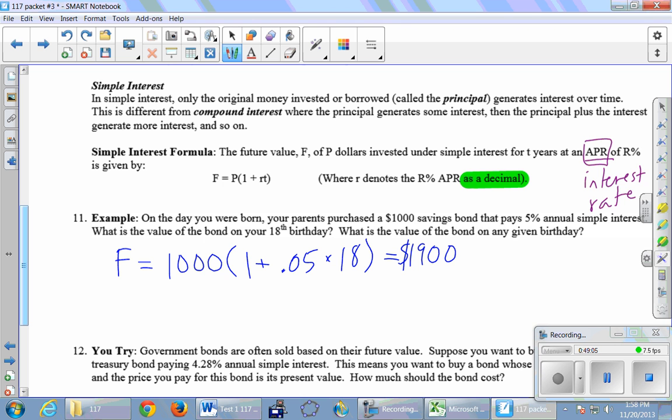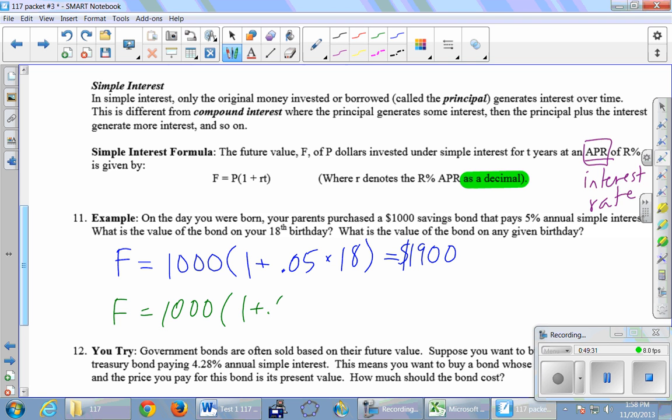All right, then the next question says, what's the value of the bond on any given birthday? So here, I guess we're changing one of these letters back from a number into a letter. Which one of those is supposed to be general in this follow-up? Is the T, is the time. So let's just copy the formula, but we'll leave T as T instead of making it 18 like we just did. So let's try that. F equals 1,000 times 1 plus 0.05 what? T. That's it.